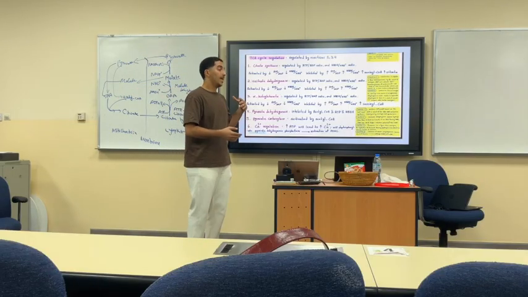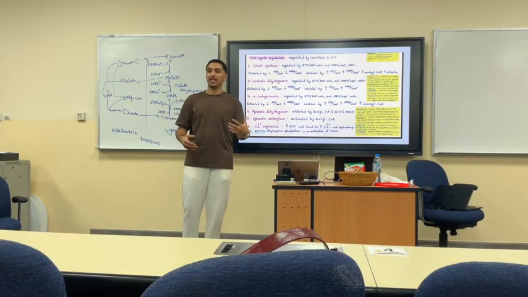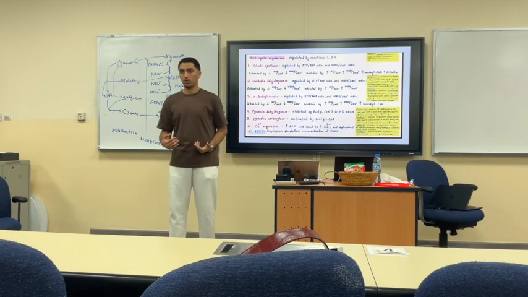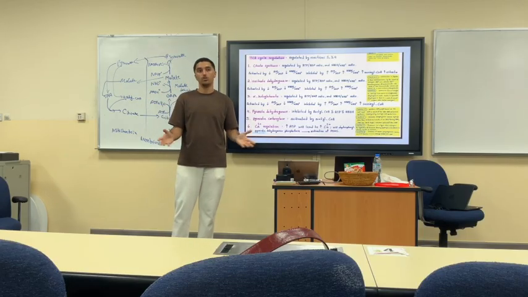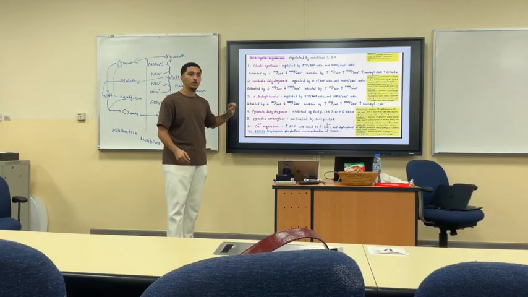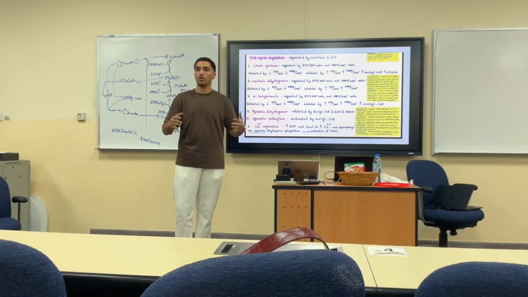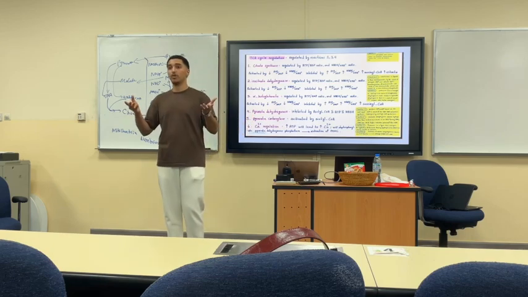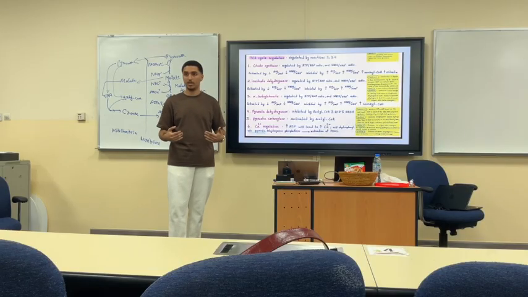What do you mean by this? If the ATP is more than ADP, does this mean that the cell has a high amount of energy or low? High. So do we need to activate these enzymes to produce energy? No, so we inhibit the enzyme. Vice versa for ADP. If ADP is more than ATP, does this mean that the cell has a high amount of energy or low? Low. So are we going to activate or inhibit the enzyme? Activate. Why? We need energy.